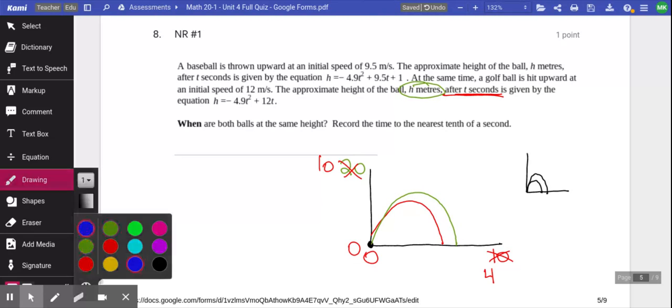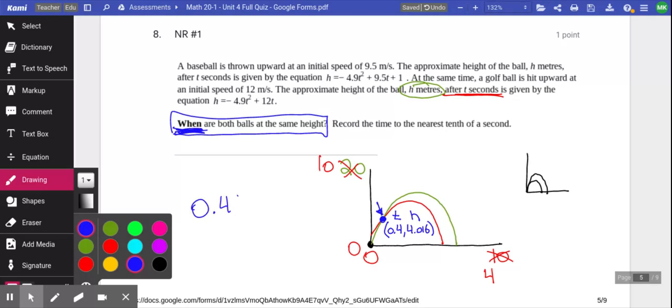The question asks you, when are both balls at the same height? This moment right there is when they're at the same height. Again, you go second, trace, intersect. That's the 5th option. You hit enter 3 times, and it tells you that moment happens at 0.4, 4.016. Remember that the first value is time, and the second value is height. It said when. When is time? It happened at 0.4 seconds. Wonderful.